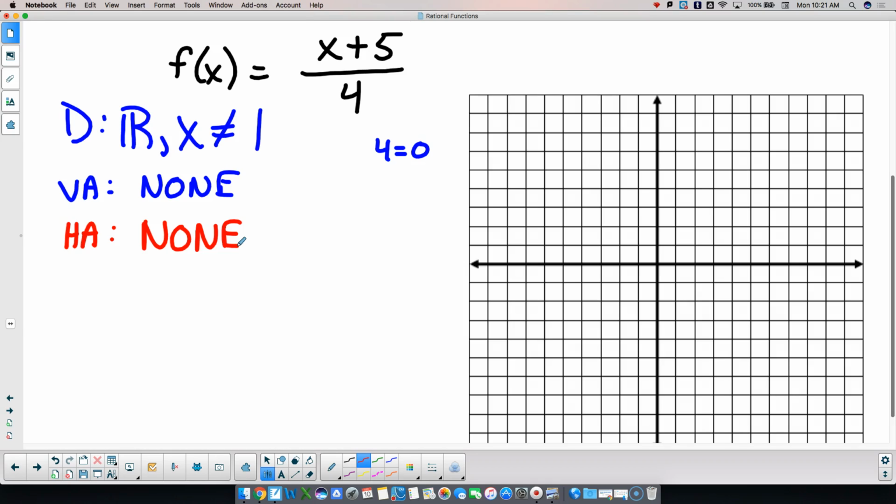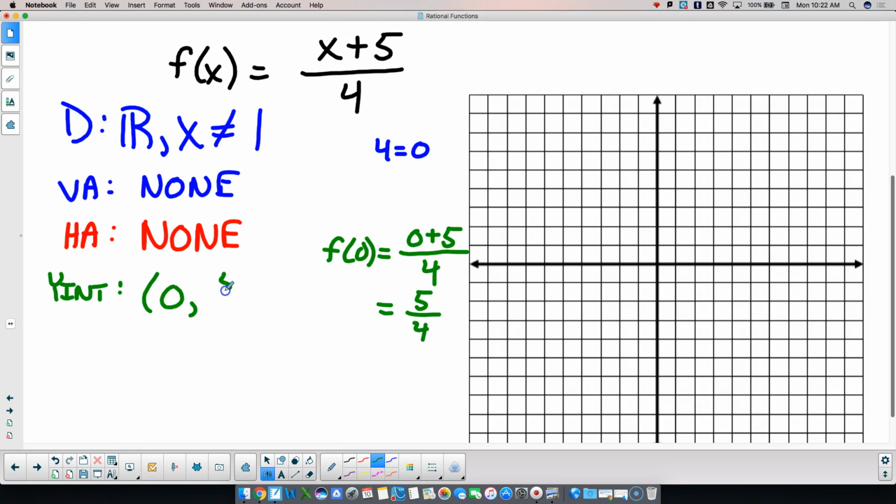Okay. Step number 3 says what? How do I find my y-intercept? Plug in 0 for x. Zero plus 5, 5 divided by 4. A little bit more than 1, right? 1.25.